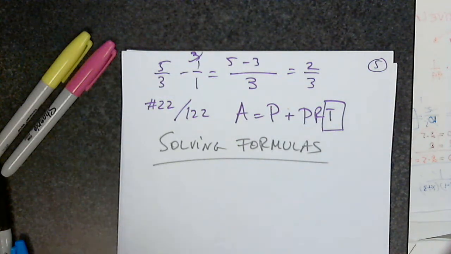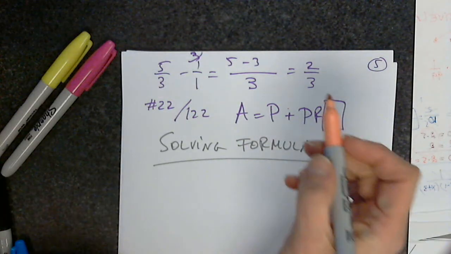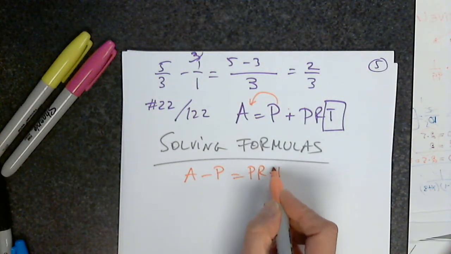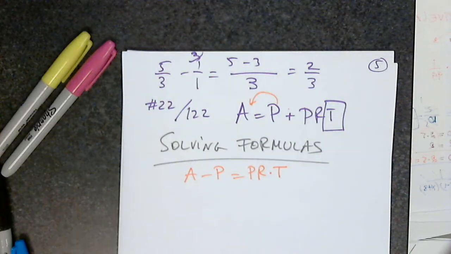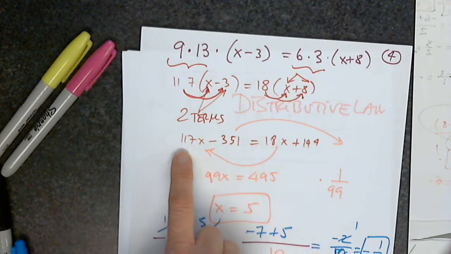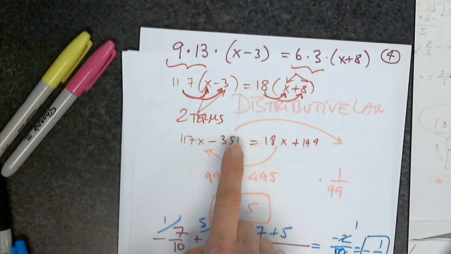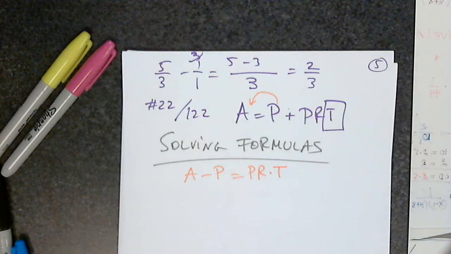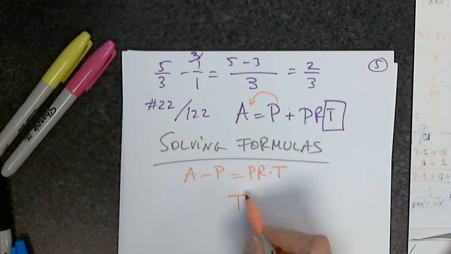Subtract P from both sides. Of course. That's what I want. I want that P to go away. So I have A minus P equals PRT. Awesome. Like we just did. That's exactly what we did here. We took 18x, moved it to the other side, it became negative. We took negative 351, it was negative, we moved it to the other side, it became positive. Same thing here. I took P from your right to your left, it changed its sign. Good. Final step. I need to solve for T.